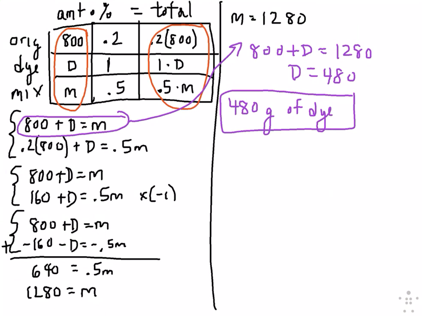And let's see if this makes sense. Our original was 20% dye. Now we're saying if we add 480 grams, so we add almost half as much as we started with. We had 800, so now we add more than half of pure dye, and it raises the percentage up to 0.5. That makes sense. Okay, so we get 480 grams of dye must be added.